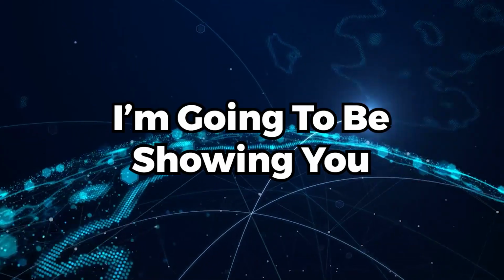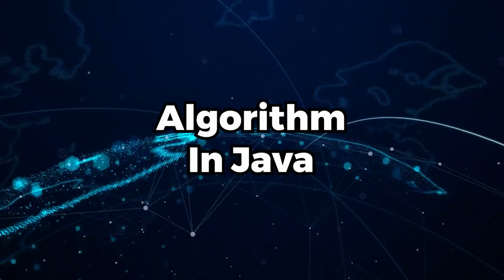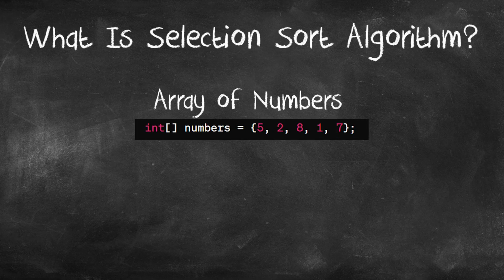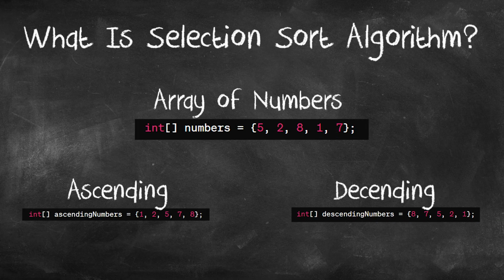Hey everyone, I'm going to be showing you how to make a selection sort algorithm in Java. The selection sort algorithm takes an array of numbers and rearranges them into ascending or descending order.